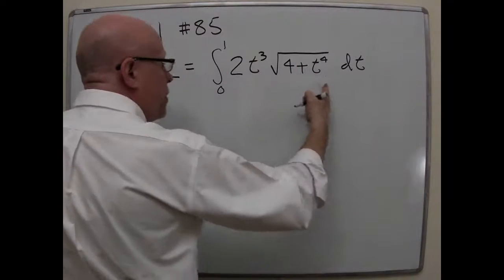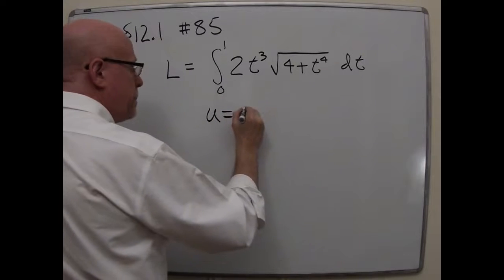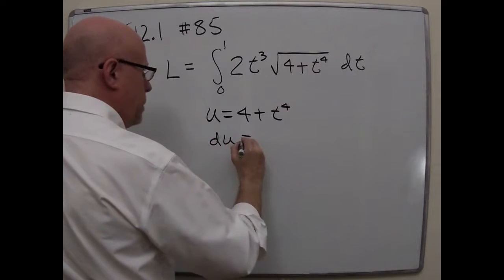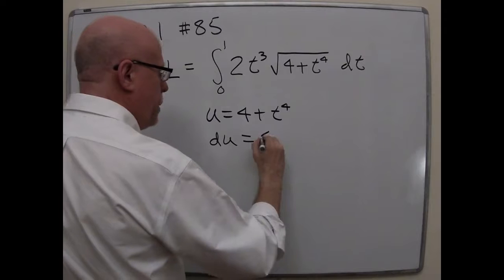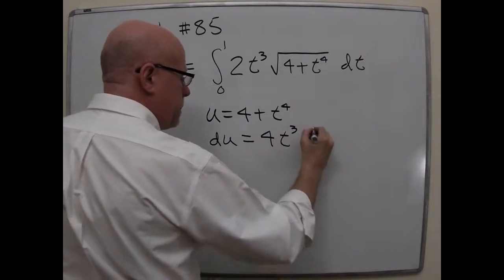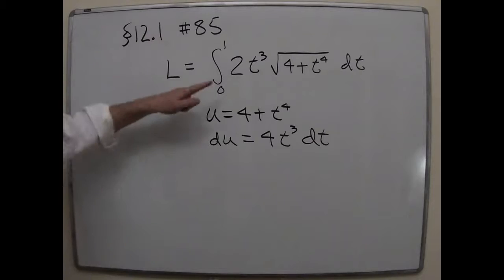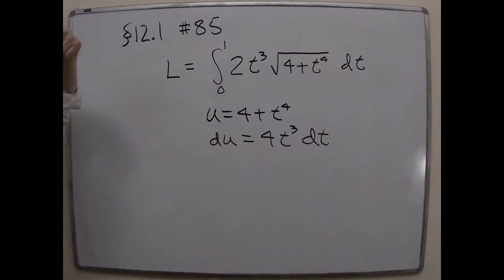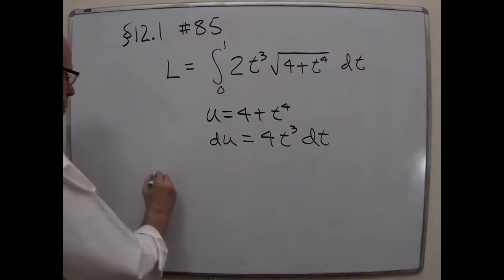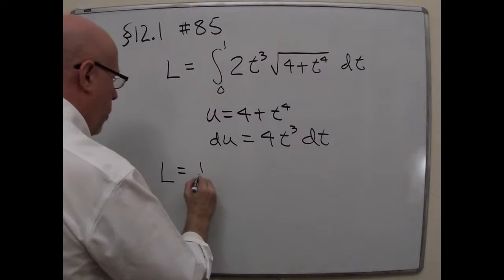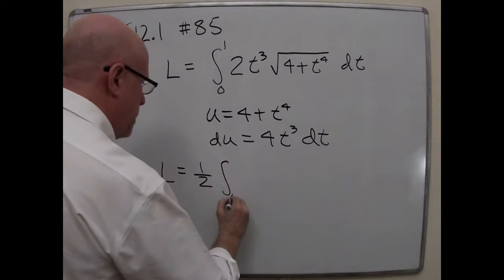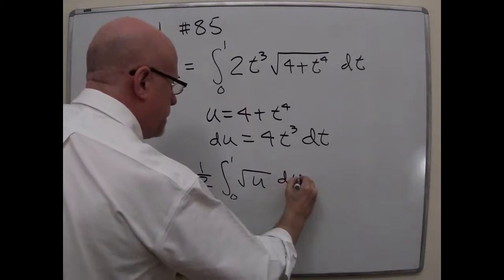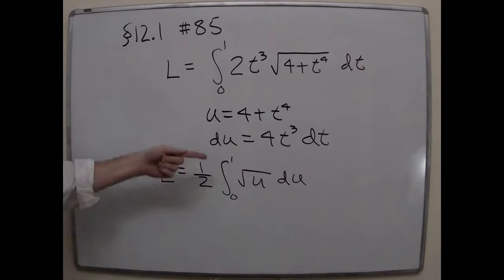Let's check it out. The part under the radical, if you let that be u, then du is going to be 0 plus 4t cubed dt. And we've almost got that. We need an extra 2. We need to make it actually be du there. And so we'll have a 1/2 out front. So our L is 1/2 the integral 0 to 1 of square root of u du, or u to the 1/2 power.